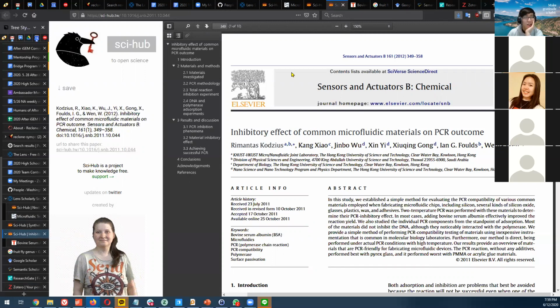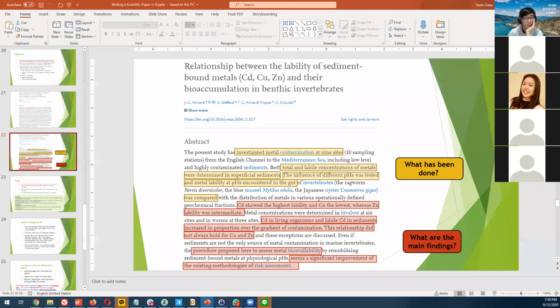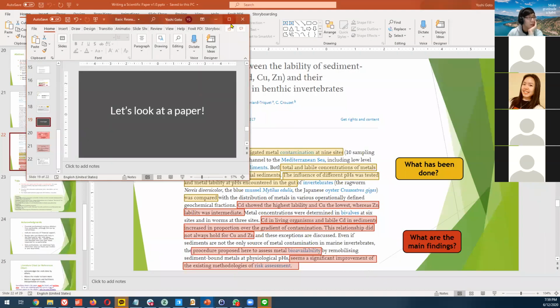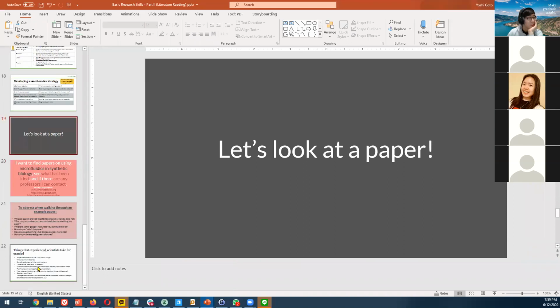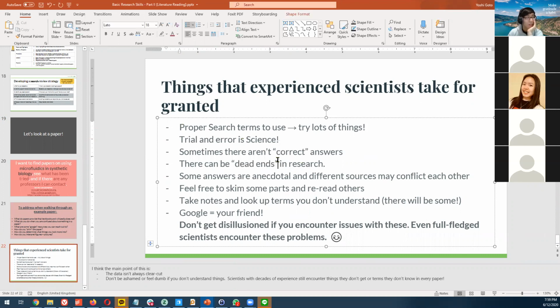I have a final slide here that I just want to end on. I know we have one minute left. These are just some tips and points. Try lots of search terms if it's not coming out. Trial and error is science, so it might be frustrating sometimes when you're doing a literature review. Sometimes there are dead ends where you just can't find anything. Google is your friend.